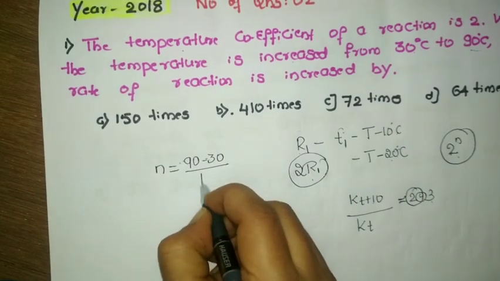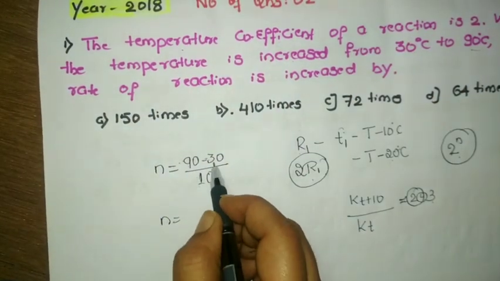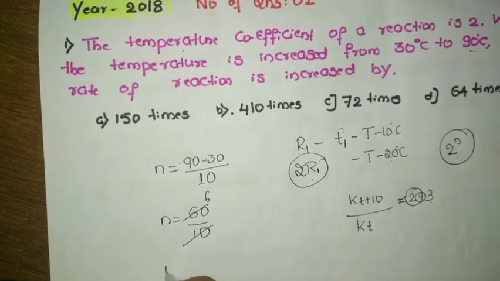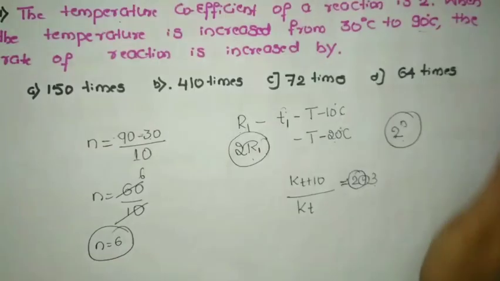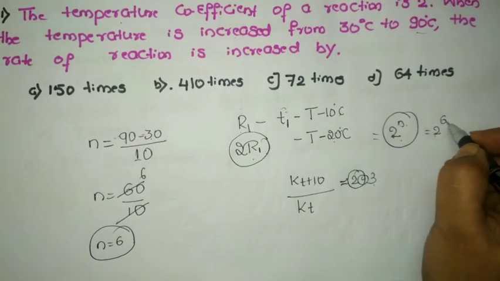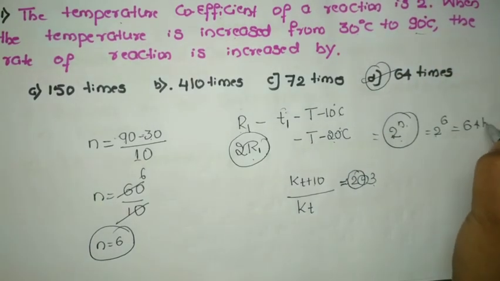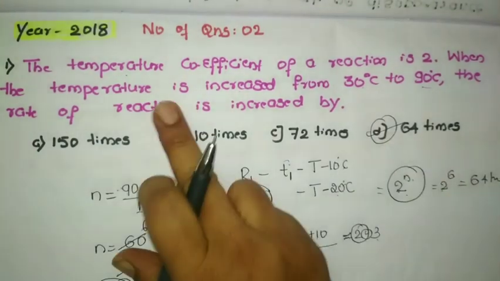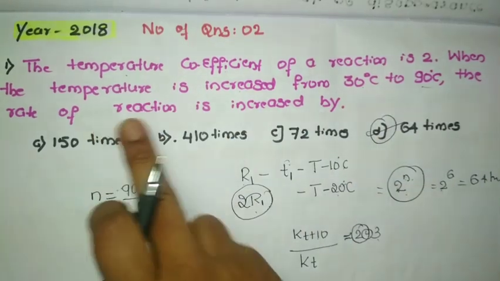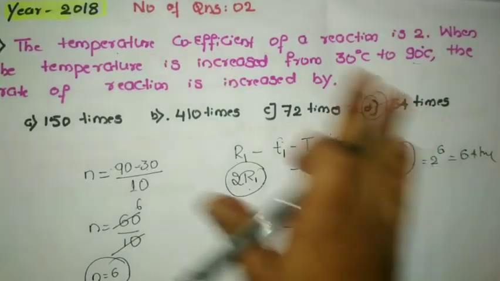10 degrees is the normal temperature step according to the temperature coefficient. 90 minus 30 is 60, divided by 10. So 10 sixes are 60, and the n value is 6. So 2 to the power n is 2 to the power 6, which is 64 times. So according to the question, when the temperature is increased from 30 degrees to 90 degrees, the rate of reaction increases by 64 times.